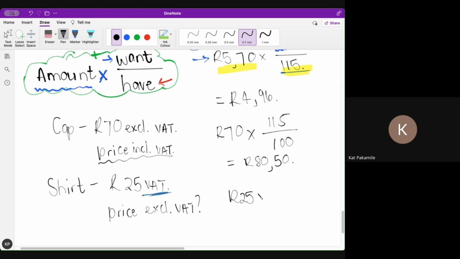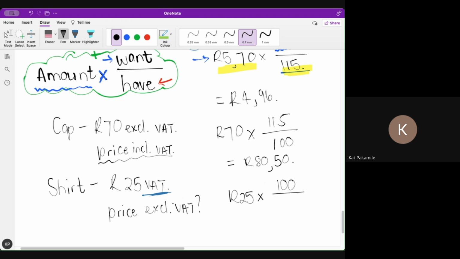Okay. Times. What do I want? What is the question asking me for? The 100, because that's the price excluding VAT. So what you want goes at the top. And what do I have at the bottom? Look carefully. What were we given?